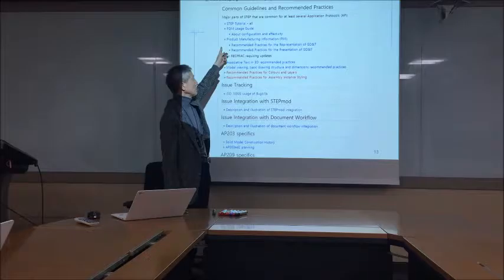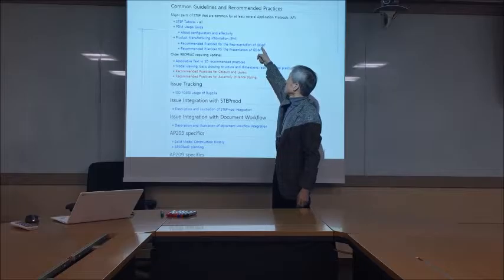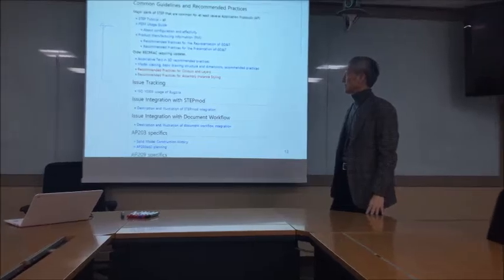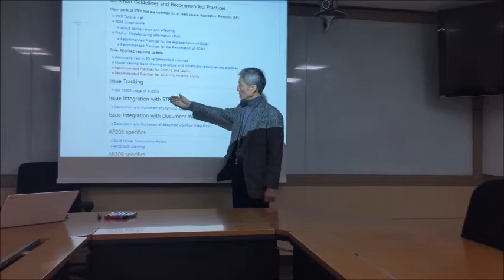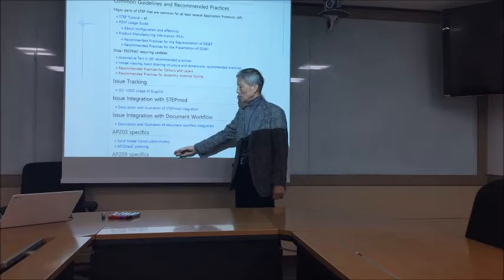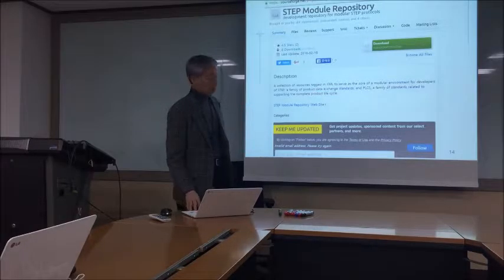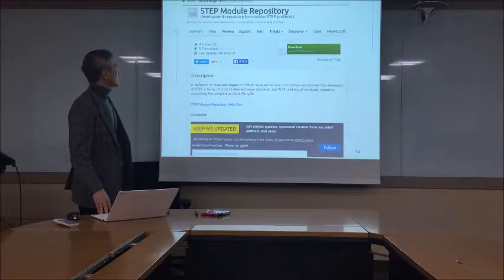And this is a further page on common guideline recommendations. There you can find the tutorial, PDM usage guide, and also product manufacturing information, PMI, is covered. GD&T is geometric dimensioning and tolerancing. This is important for manufacturing and machining. And then associative text, and model viewing, and coloring, layering, and then it comes with issues of integration and AP 203, 209, something like that.